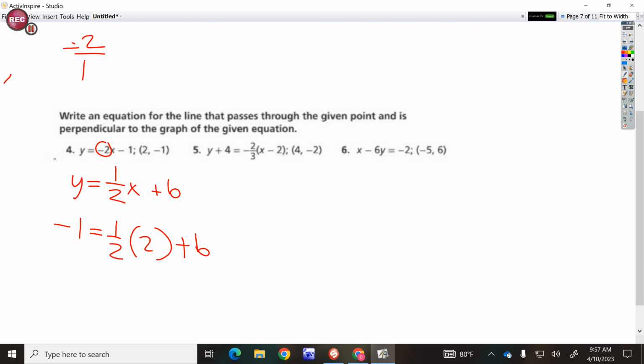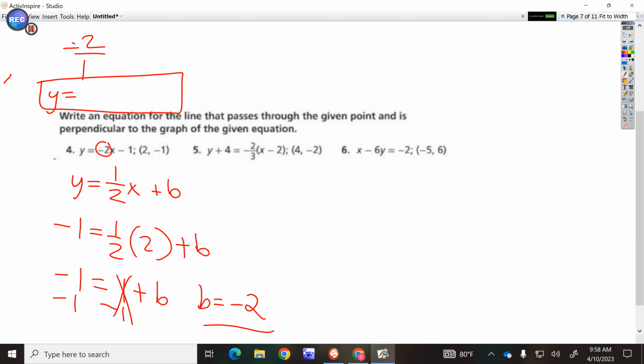What's 2 times a half? 1. So what we have now is negative 1 equals 1 plus b. You subtract 1 so we can get the b by itself, and it leaves us with b equals negative 2. So my final answer over here will be what? Minus 2. Are you with me? Same as before, except you're doing what? Flipping it and changing the sign. Thank you, Rosalind. You guys get that?